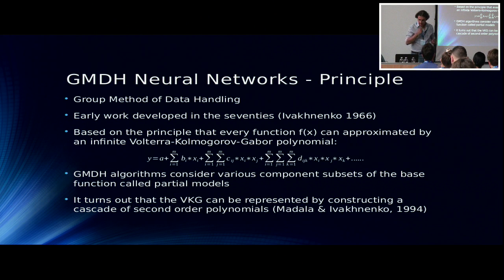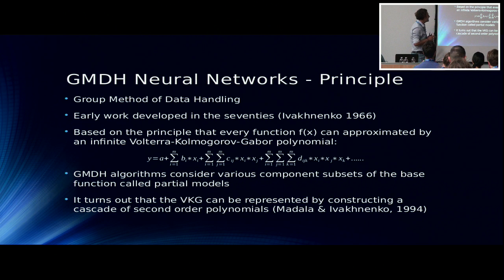So what are GMDH neural networks, the principle. GMDH stands for Group Method of Data Handling. It's actually early work from the 70s, based on the work by Professor Ivakhnenko. This class of models is based on a simple principle. It says that we can approximate any continuous function by using an infinite series, the functional form of which you can see in the slide.